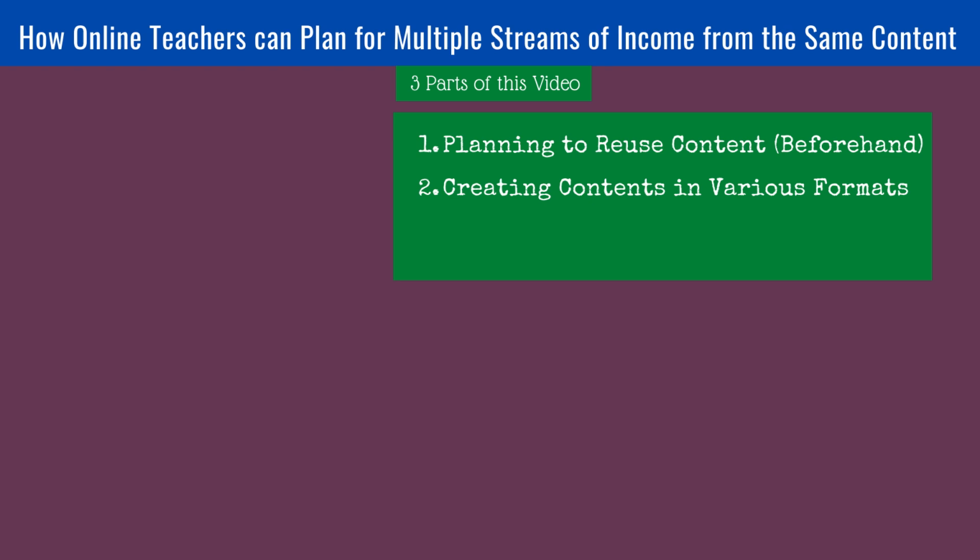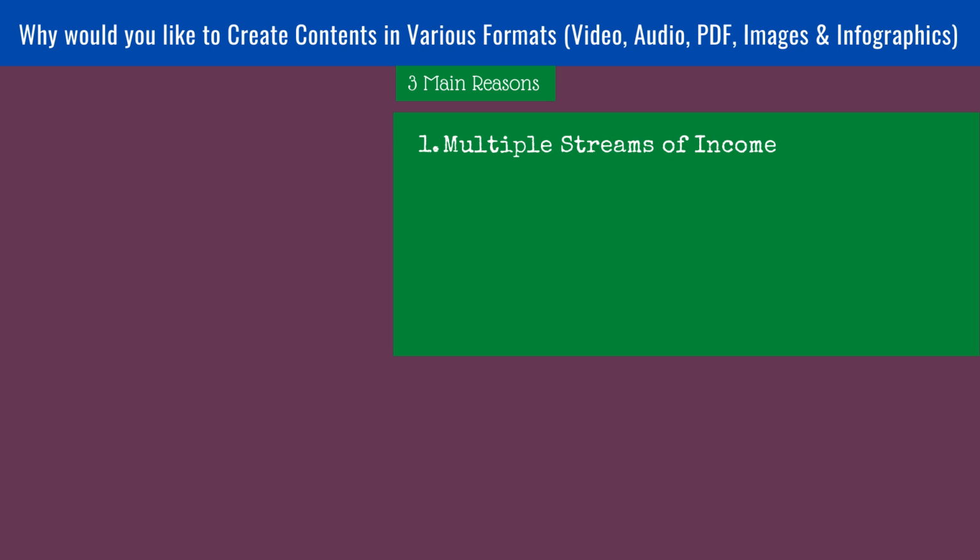Now let's talk about reformatting of the content. Why would you like to format your content in more than one form? For example, video, audio, PDF. Now there are 3 main reasons, and I have put these reasons in this slide. The first reason is that you want to generate multiple streams of income, which we are talking about right now.